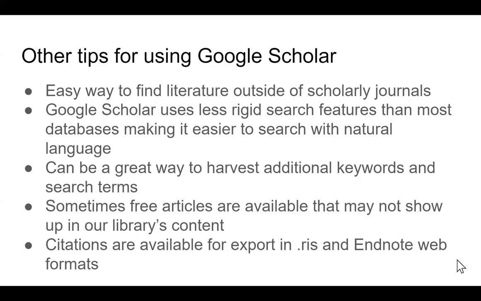So here are some other tips, just before we sign off, for why you might want to use Google Scholar. It's an easy way to find literature outside of the scholarly journals. It uses less rigid searching. As you saw, I just put in some natural language, social media and mental health, and it gave me a lot of results. Sometimes some of the databases can be a little bit more rigid about the keywords or the search terms that you use. So sometimes I'll come into Google Scholar and just type in what I think something is called. And then it can be a great way to harvest additional keywords and search terms if you look through those articles that show up in your results.